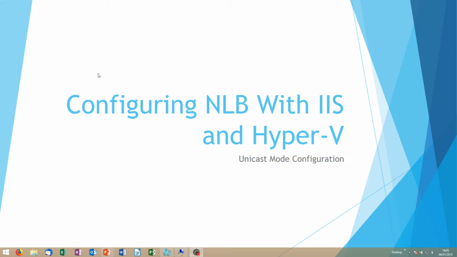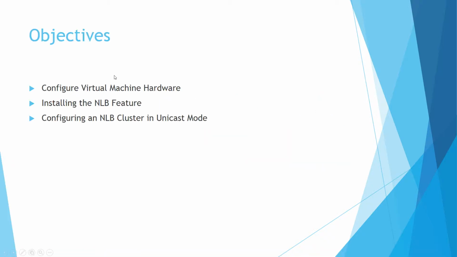Welcome to this video explaining how to configure network load balancing (NLB) using IIS, the Microsoft Web Server, on the Hyper-V platform. In this video we're going to be using NLB in unicast mode. This video will cover configuring the virtual machine hardware, as we need to allow MAC address spoofing on the network adapter, installing the NLB feature onto Windows Server. I'll show you how to do this using the GUI and in PowerShell, and then how to configure the NLB cluster in unicast mode for IIS.